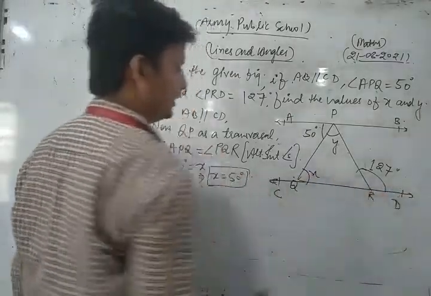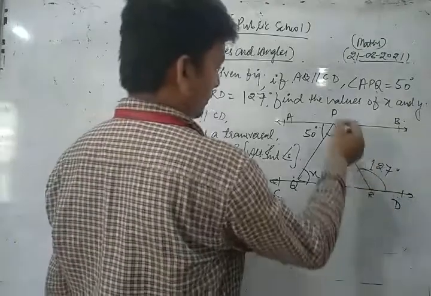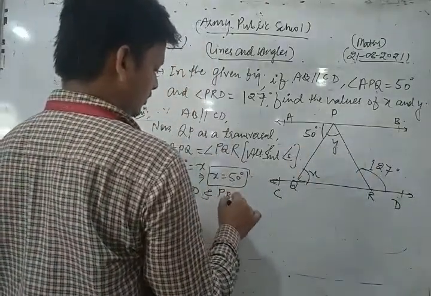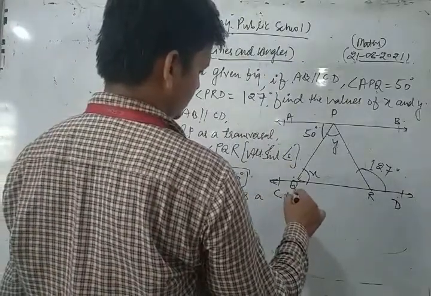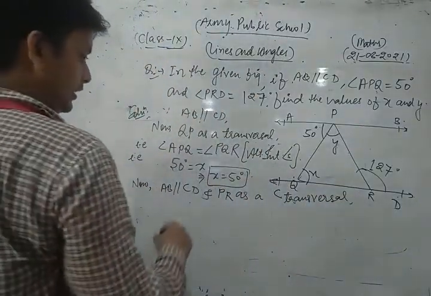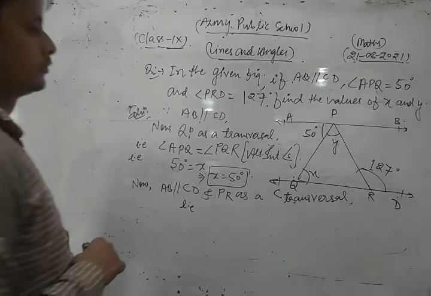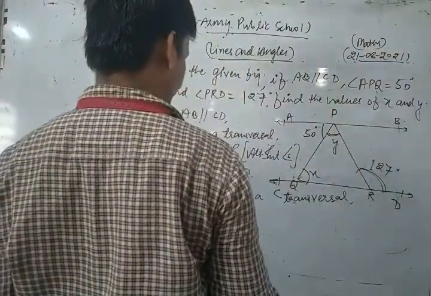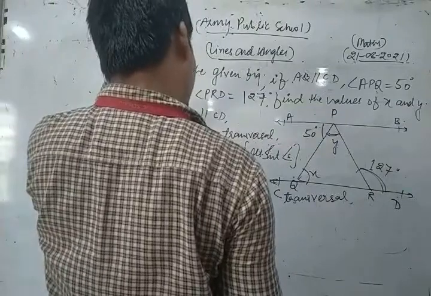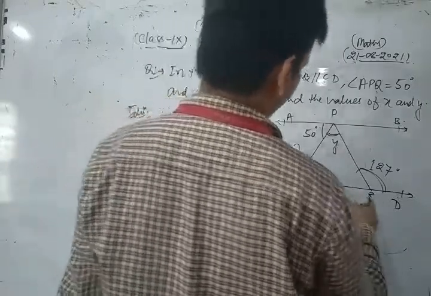Now AB is parallel to CD, and we take PR as a transversal. That angle is equal to that angle.